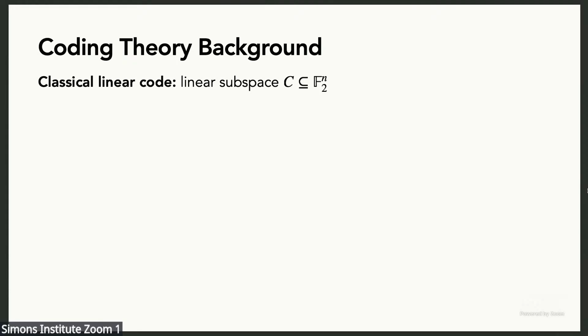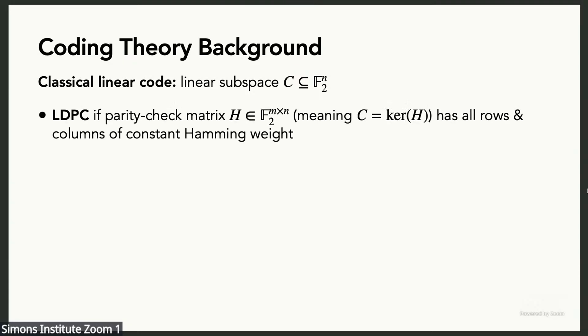So in brief, a classical linear code is just a linear subspace of an n-dimensional vector space over F2. And this is a length n linear code. And the code is LDPC if it's the kernel of some parity check matrix H, such that every row and every column of H has constant Hamming weight, or has a constant number of non-zero entries.